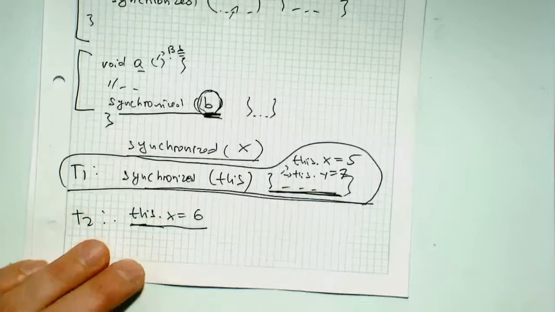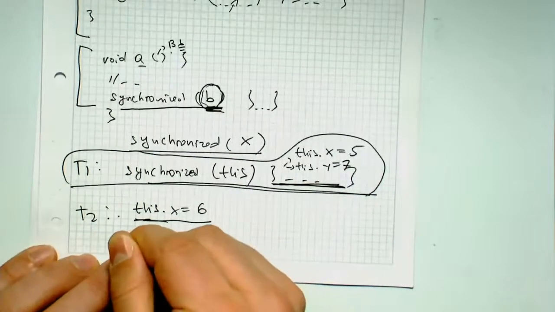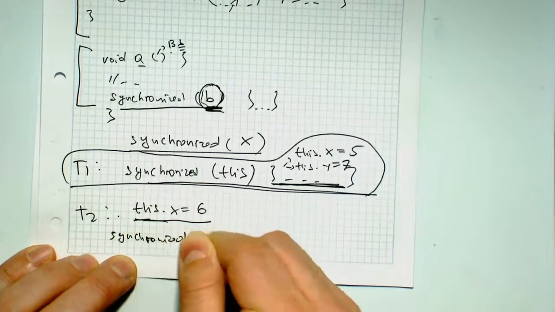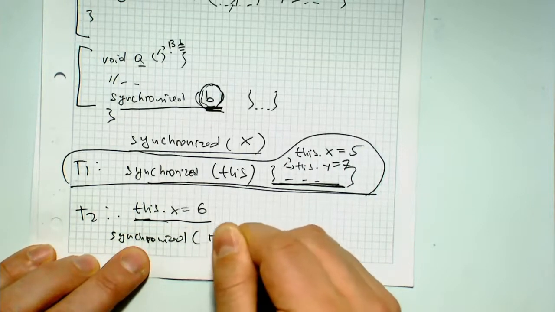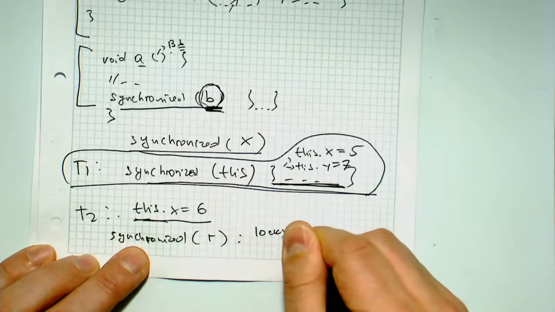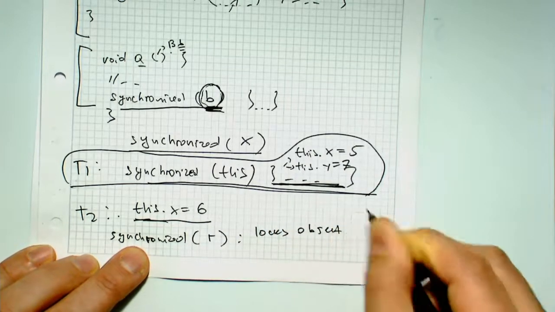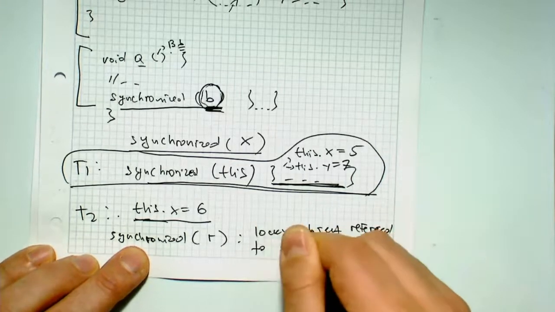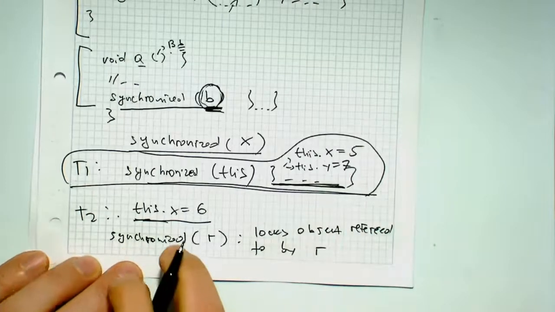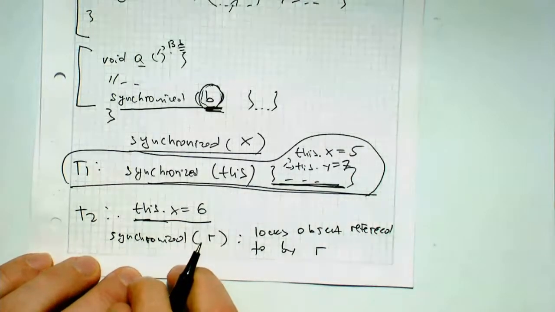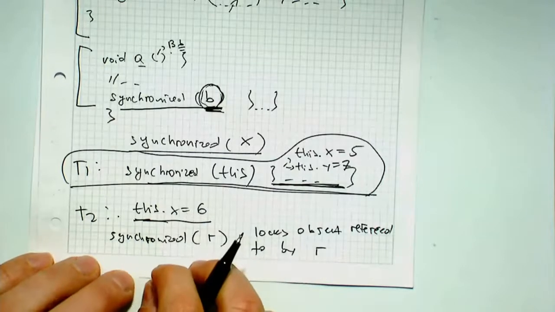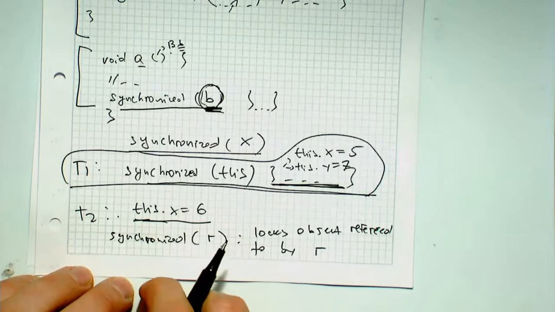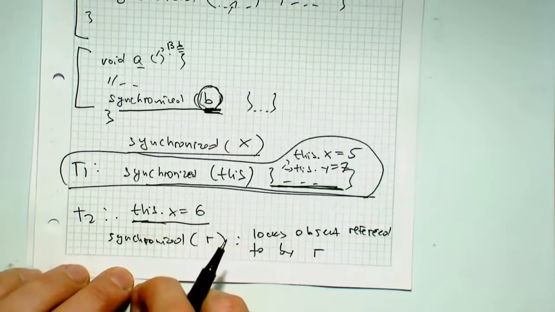So the most important thing is, synchronized on some reference R locks the object referred to by R. And that's all it does. If somebody else calls synchronized on the same object, it's going to block. That's the only thing it does. And with this functionality, you need to implement whatever atomicity and mutual exclusion it is that you want to implement.